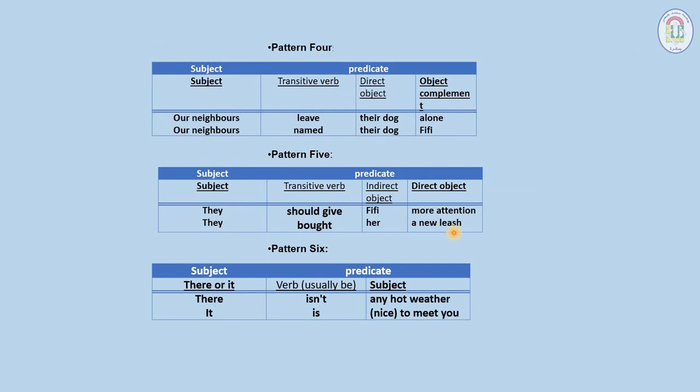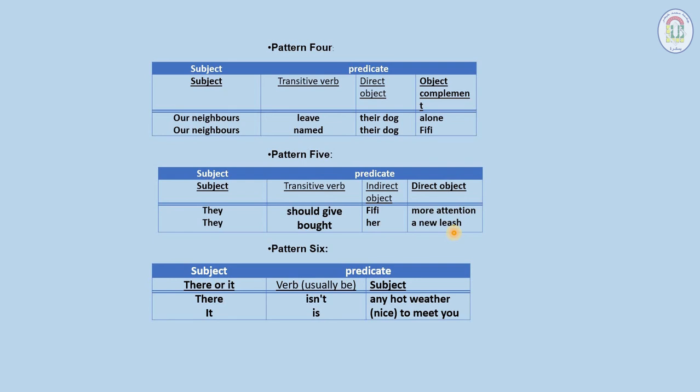We move now to pattern 4. With pattern 4, I can have a subject, normal, plus a transitive verb, and the transitive verb needs 2 objects. Okay, direct objects. Sorry, before moving to the direct, indirect, direct objects and object complements.